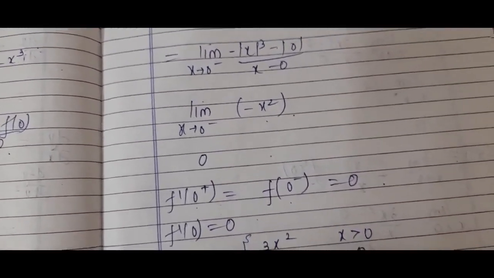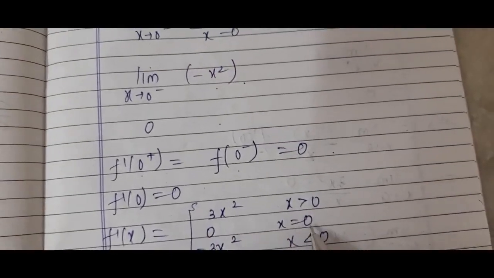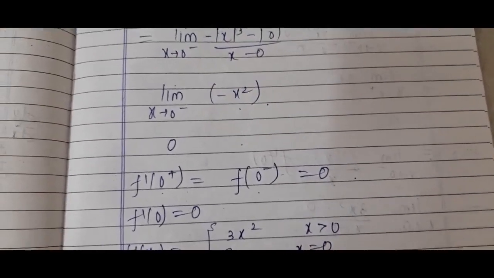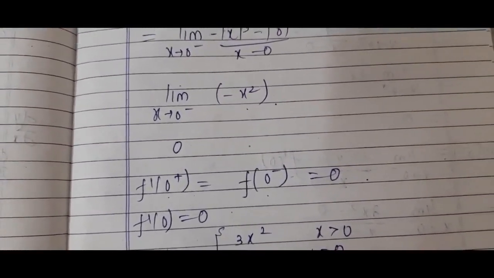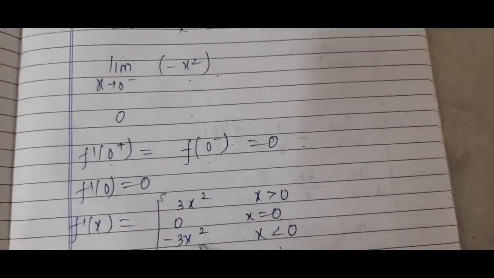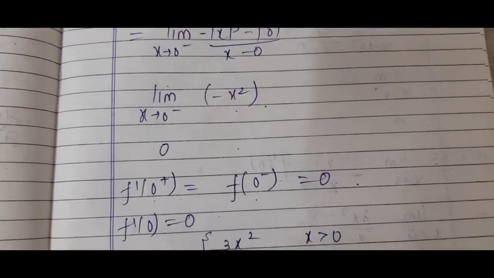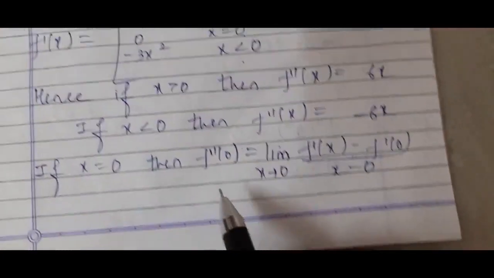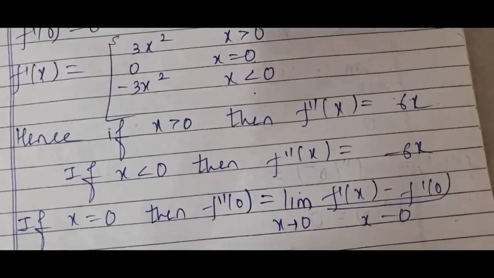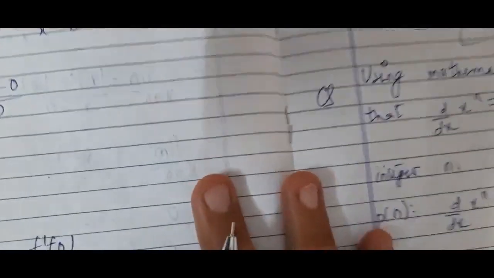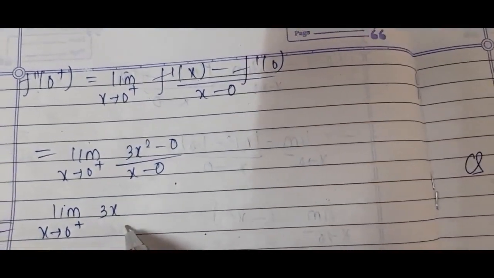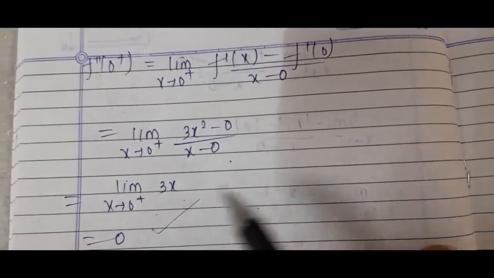So if x is greater than 0, the derivative is 3x square. If it is equal to 0, the derivative is 0. And if it is less than 0, we get minus 3x square. Okay, so if x is greater than 0, the double derivative from here we get 6x. If it is less than 0, then we will get minus 6x. And if it is equal to 0, then the double derivative is limit x tends to 0, f dash of x minus f dash of 0 upon x minus 0, which will be 3x square minus 0 upon x minus 0, that is 3x, and limit x tends to 0 will give value 0.